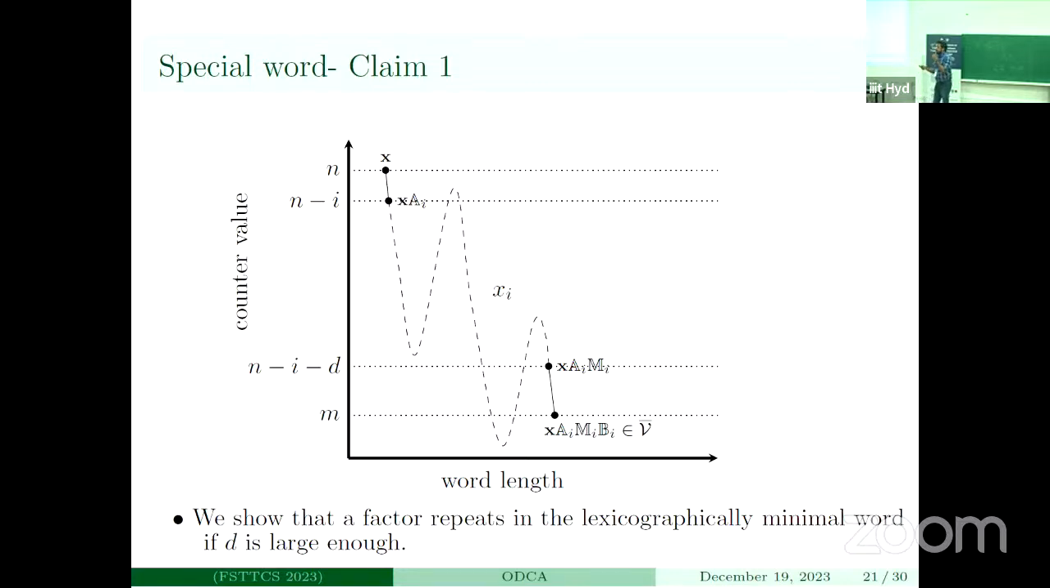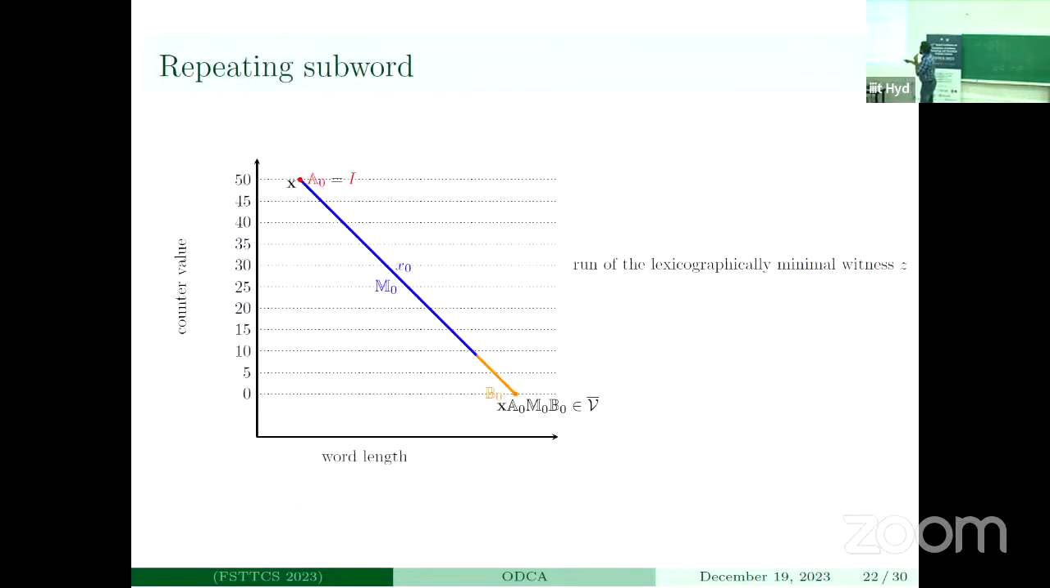So the first claim is that if this d is large enough, there is a very large factor which repeats in my lexicographically minimal reachability witness. So if I just plot those points, let's say I start from here x, I reach counter value 0, and x a0, m0, b0 is in V bar. So what is a0? A0 is identity. M0 is a transition matrix which takes me from counter value 50 to, let's say, counter value 9. B0 is a transition matrix of the word which takes me from counter value 9 to counter value 0. Right? So I know that x a0, m0, b0 is in V bar.